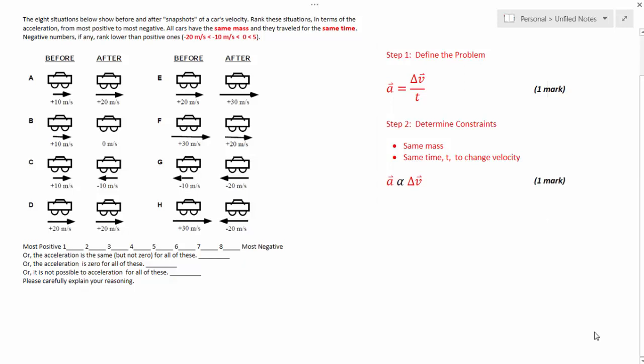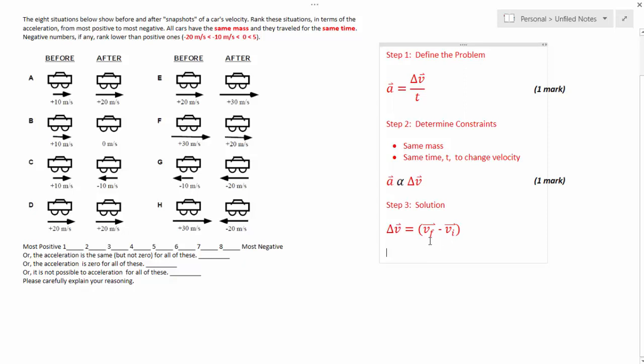Now the last step is your solution. Let's start by defining change in velocity and then see if we can divide up our carts into various categories: positive, negative, and zero. So we can see our questions come down to determining the value of the change in velocity. Change in velocity is defined as v final minus v initial, and you just have to remember that velocity is a vector, so we've got to watch our signs.